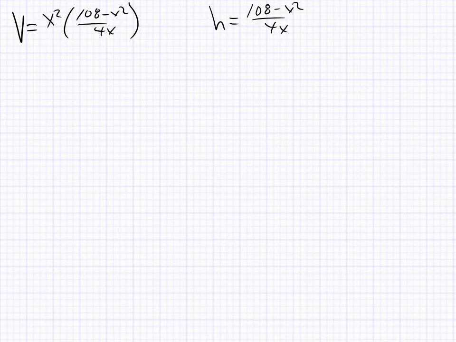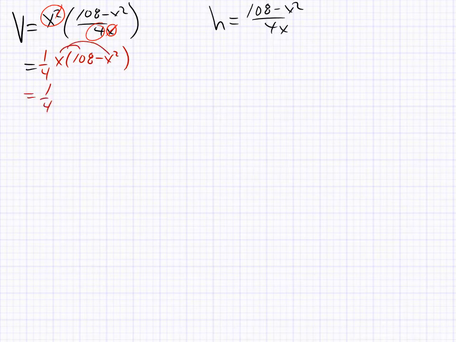Now, we want to take the derivative of v so we can find a maximum. I'm going to rewrite v so that it's easier to do that. Well, this x squared and this x, we can cancel one of those. I can take this 4 and pull it out. So I have 1/4, I have x times (108 minus x squared). I'll then multiply this x in here. So I have 1/4 times (108x minus x to the third). All that was simply so that it's easier for me to then find v prime.